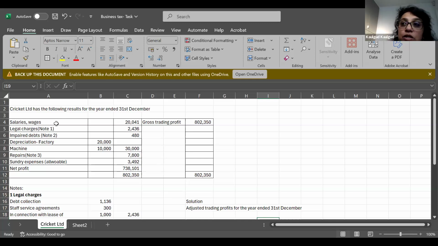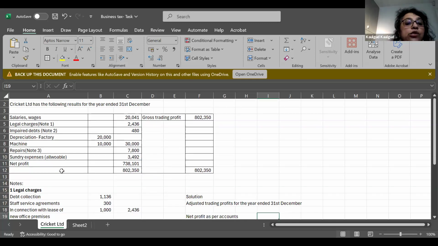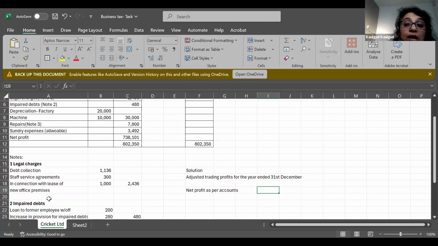So, salaries, wages, allowed, don't touch. Legal charges, there is a note, we will check. Impaired debts, there is a note, we will check. Depreciation, never allowed, so I have to add these two back. Then repairs, again, there is a note. Sundry expenses in the bracket, they have said it is already allowable, so don't touch. Then refer back to the PowerPoint or your notes if you require.